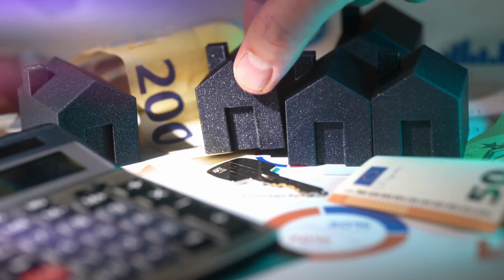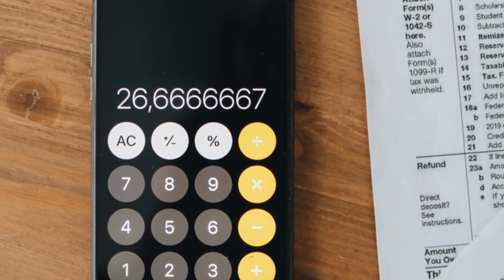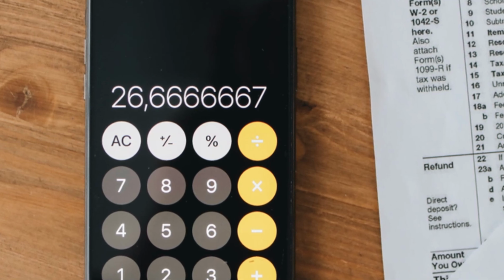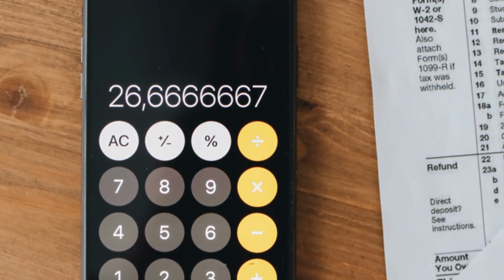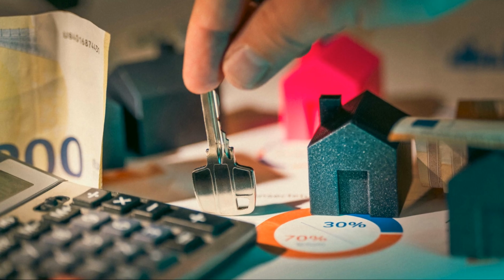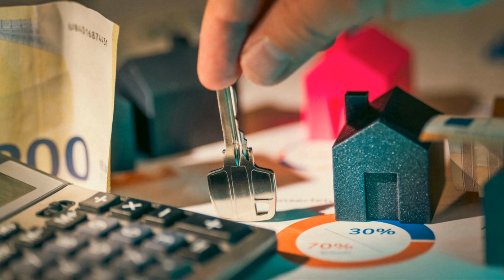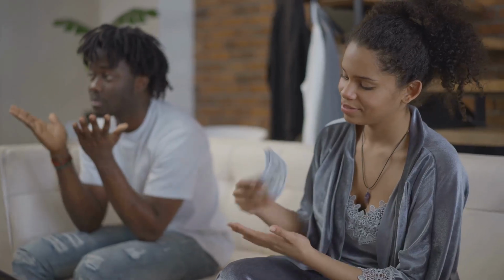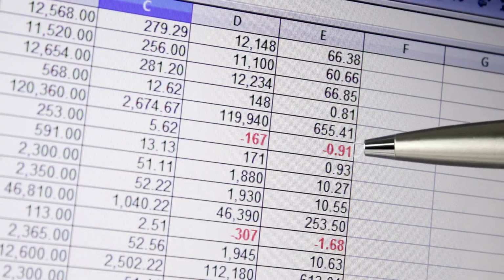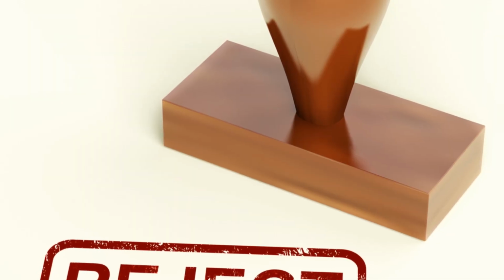Annual cash flow divided by your total cash invested. If you put $45,000 down, including closing costs, your return is $4,872 divided by $45,000, which equals 10.8%. Compare this to other investments, savings accounts, stocks, and you'll see why real estate is attractive. Positive cash flow means the property pays you every month. This is the number that tells you if a deal is worth it. If the return isn't high enough, move on.